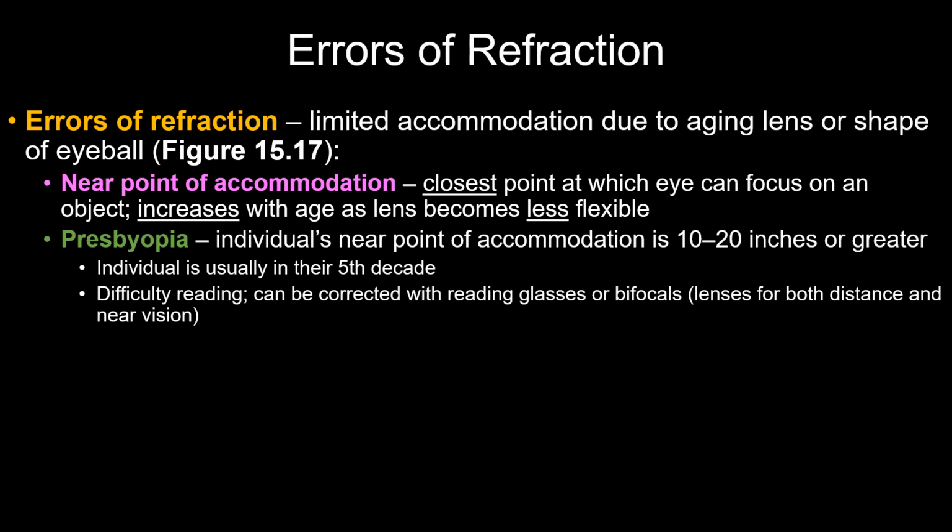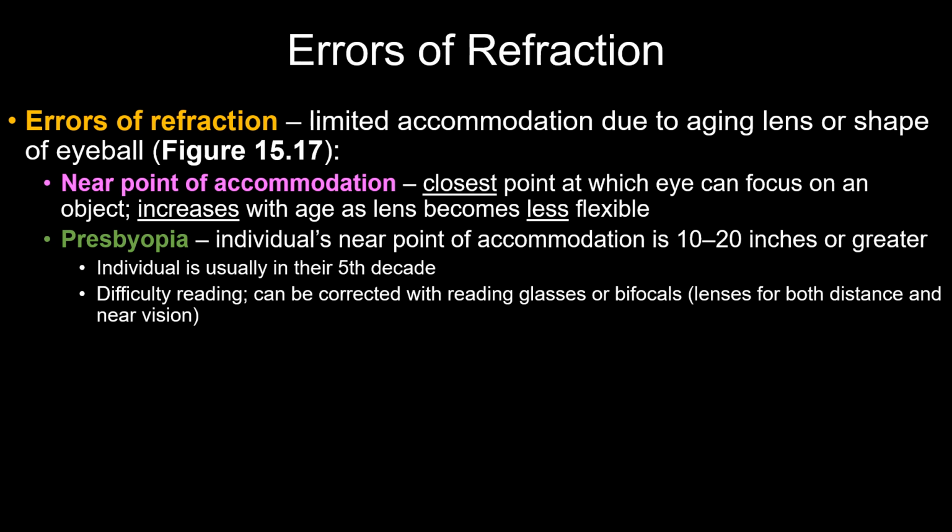This is actually going to be an error in refraction. We're wearing glasses because our lenses or our corneas are misshaped. And so there's a limited accommodation due to a misshapen lens or shape of the eyeball. And this, again, accommodation serves the normal emmetropic eye, but it has its limits. So the closest point at which we can focus on an object is called the near point of accommodation. And as people age, this actually increases.